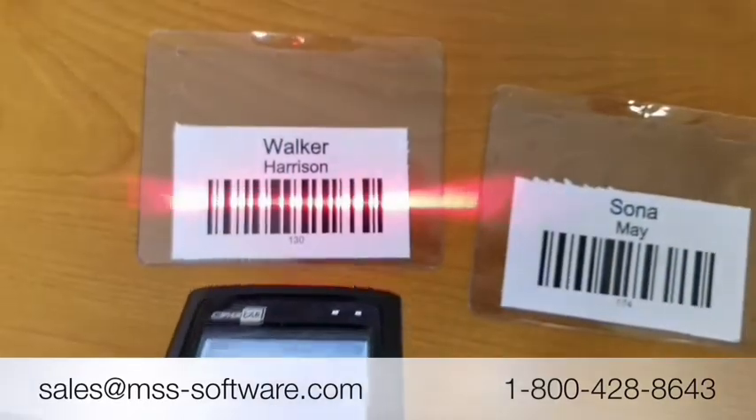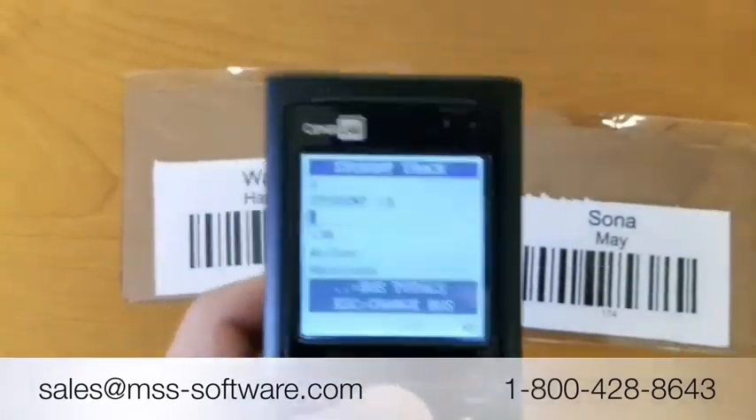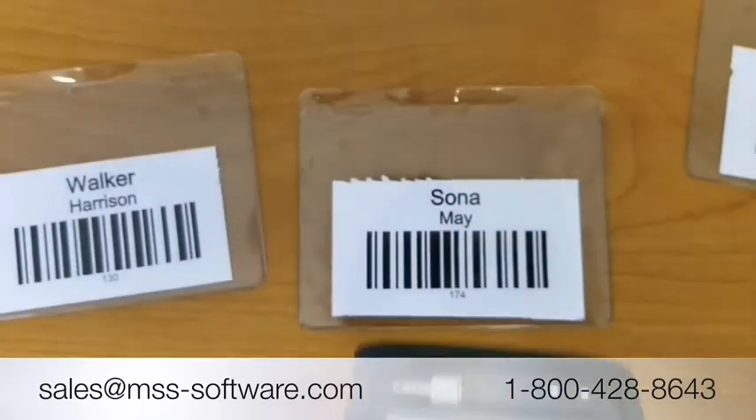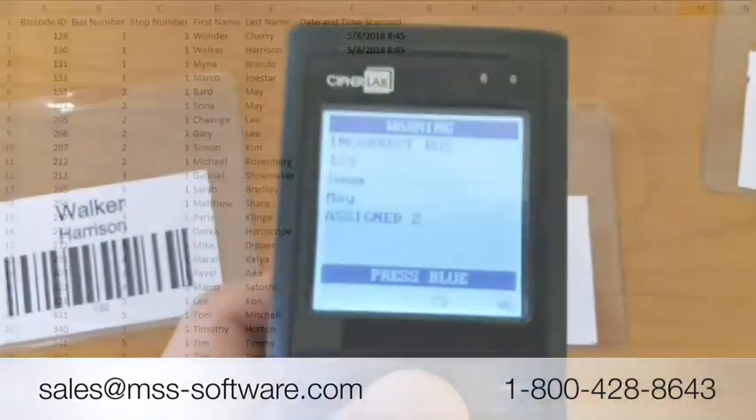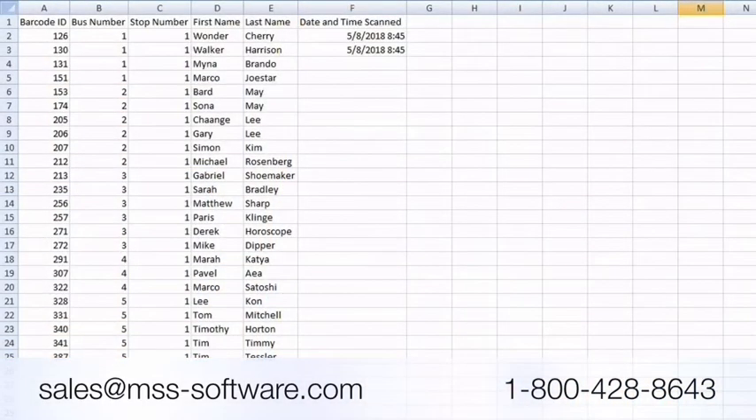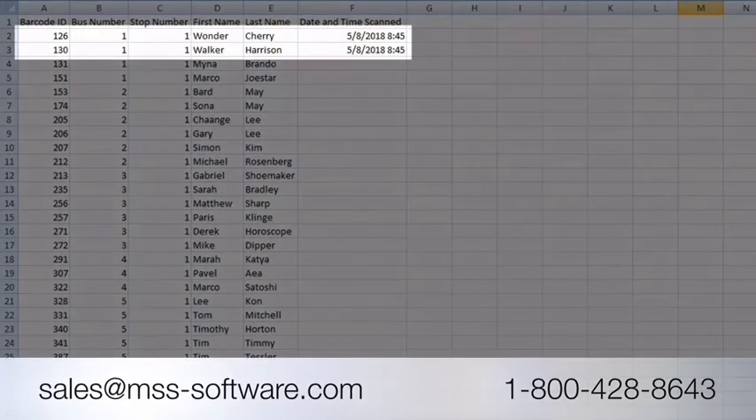Next, I'm scanning another student who belongs on bus 1 and a student who doesn't belong on bus 1, so an error message is displayed for that student. And these are the results of my 3 scans. Note that only 2 records are filled in because the 3rd scan was for an incorrect bus.